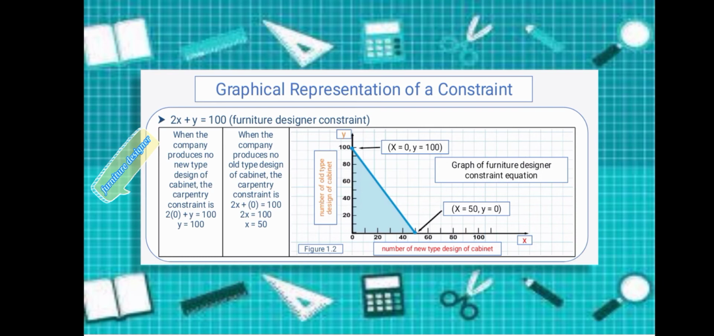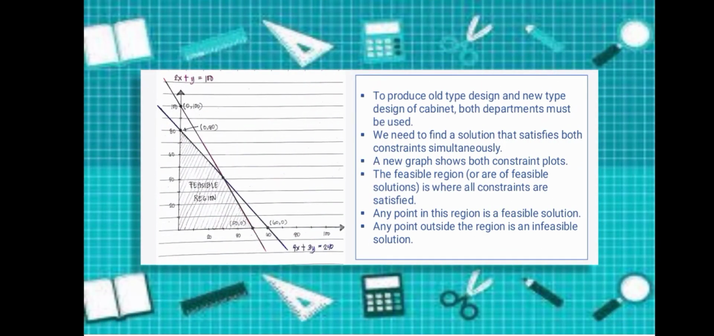So now, i-plot din natin sa ating graph ang ating y, which is our vertical, which is point 100, i-point natin. Tapos yung x natin, which is 50, i-point din natin sa ating horizontal line. So that is the graph for our second constraint. At ngayon, yung unang constraint at pangalawang constraint ay i-combine natin. Ito yung combination, ito yung graph ng dalawang constraint pag i-combine.